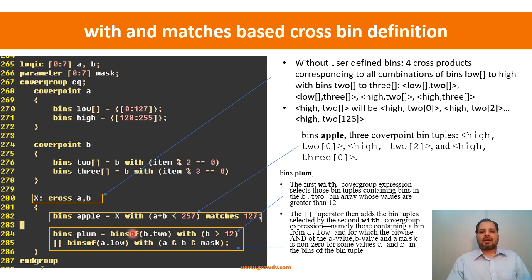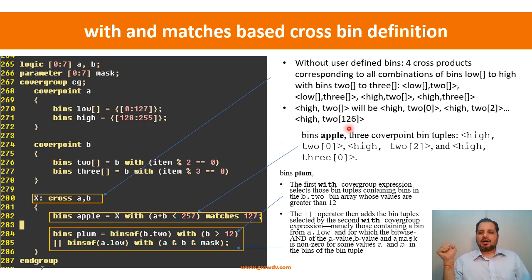Okay, so now let's look at how we can use the with and the matches operator. What we are saying is bins apple equal to x with. When I say x with, it operates on all the tuples that are created for this particular cross x. That's why we have expanded it over here to show you what that means. So it will take each of these values and it will add a plus b. For example, whatever the value of high, and then 2 of 0, whatever the combination it is creating. Let's say here we take value 128. So 128 and 2 of 0 will be 128 plus 0, and then it could be 129 plus 0, and so on and so forth.